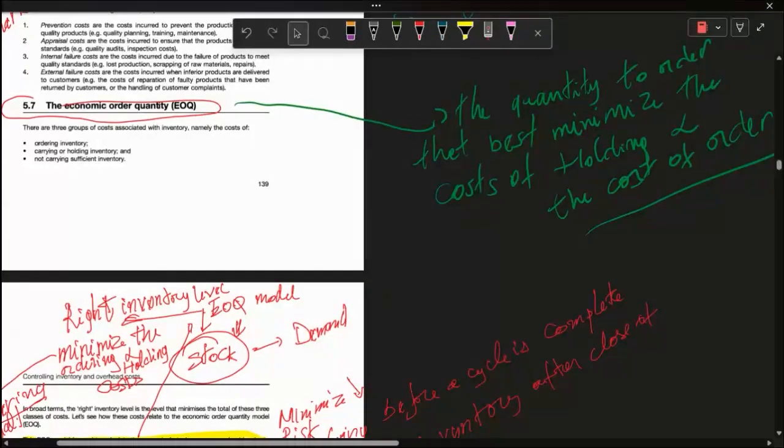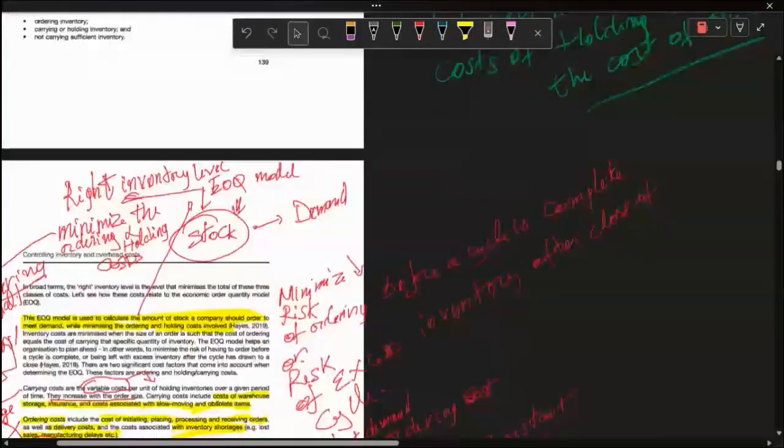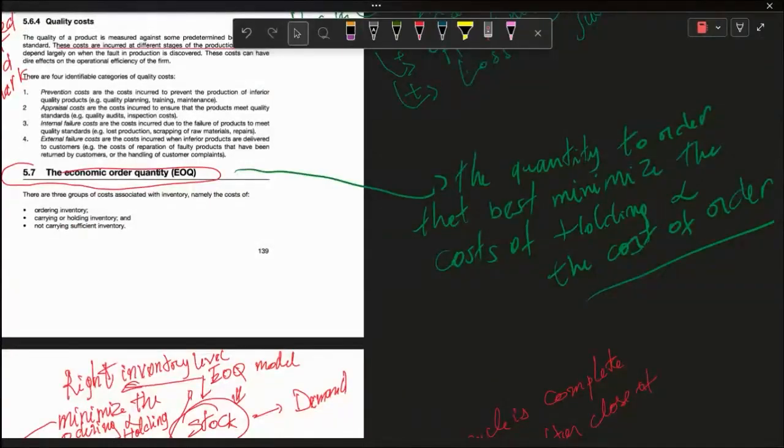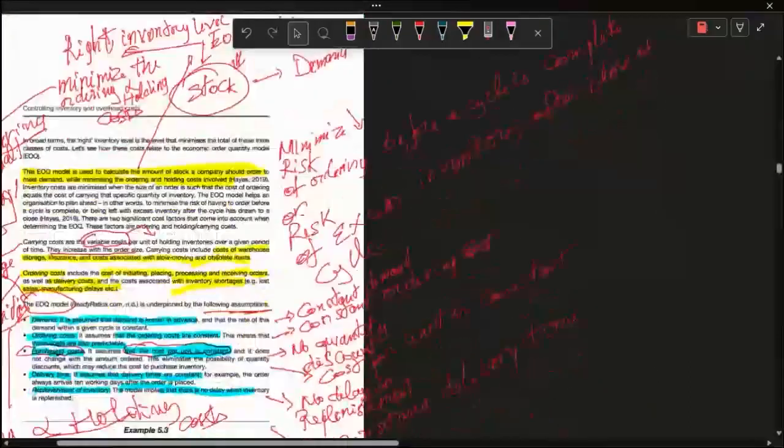There is also a cost of not carrying sufficient inventory. You are producing things and then you run out of raw materials. That's not good for your business. Your business will come to a halt. Why? Because you don't have sufficient inventory. So they want you to understand this logic because you're an entrepreneur.